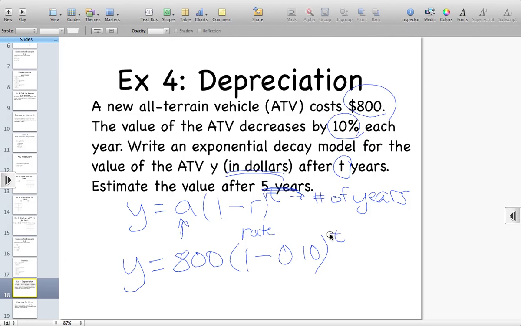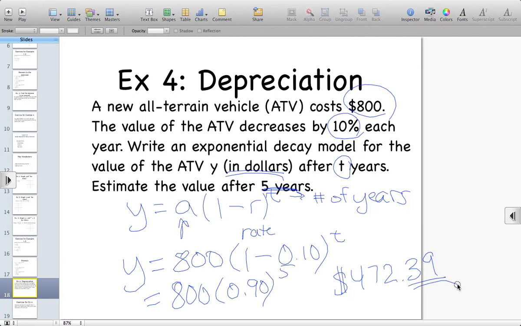That's the model. And then to solve it, substitute in, simplify 1 minus 10%, and substitute in 5 for t. Plug this into your calculator, and you get a value of approximately $472.39. Again, US money has 2 decimal places. Make sure you account for that and put the dollar sign in front.